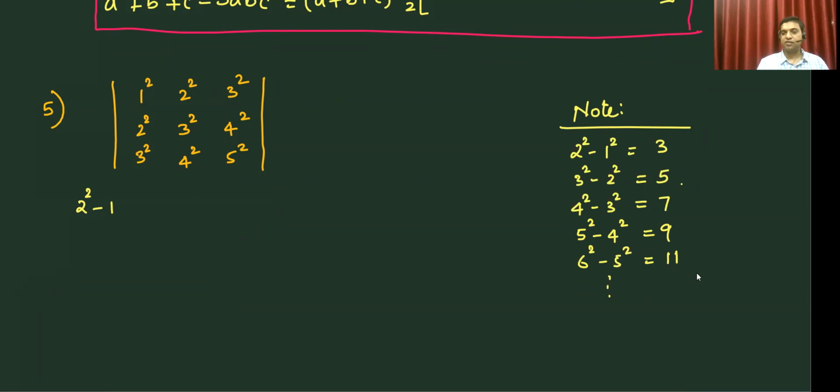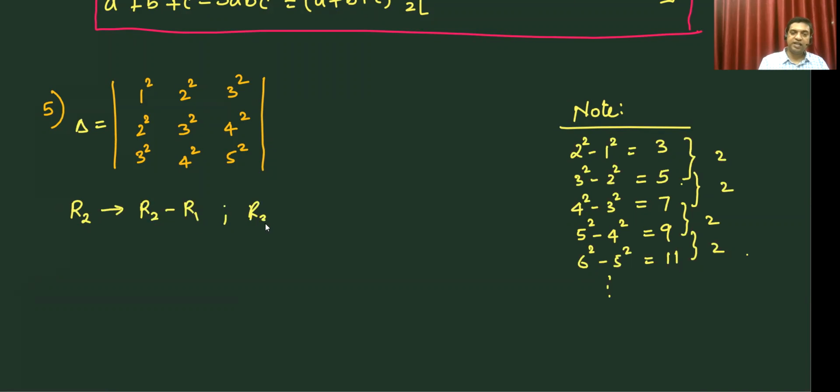So like this sequence it is. All right. The difference between these two is 2. Always the difference is 2. So they form an AP, 3, 5, 7 like that. So that property we'll have to use. So let this be delta. So let us do row 2 as row 2 minus row 1 and row 3 as row 3 minus row 2, the old row 2, not the new row 2. Okay.